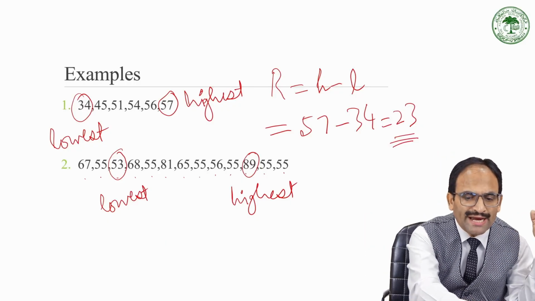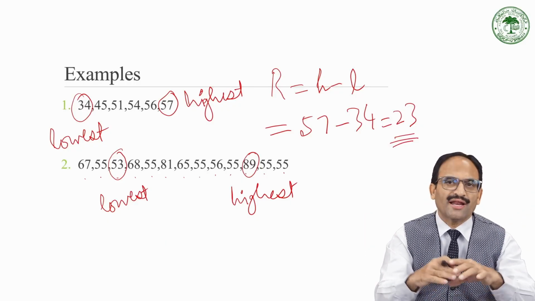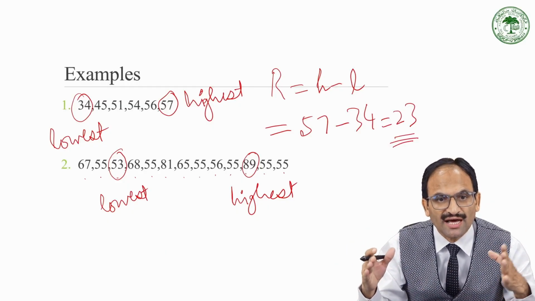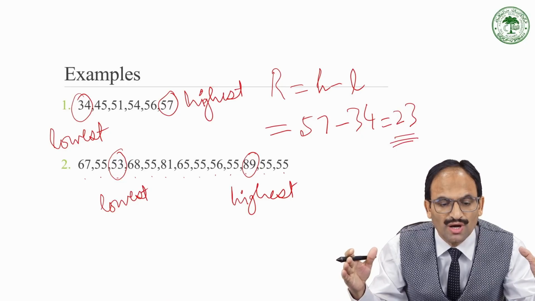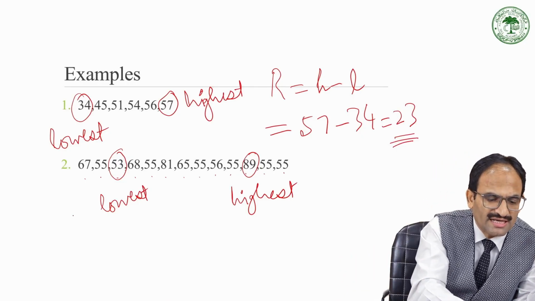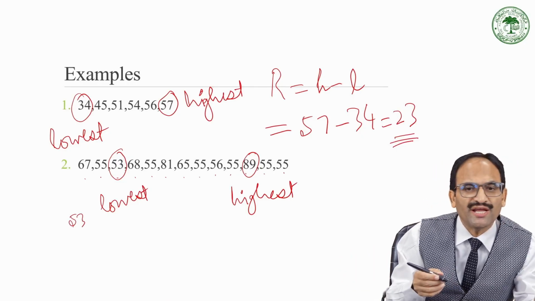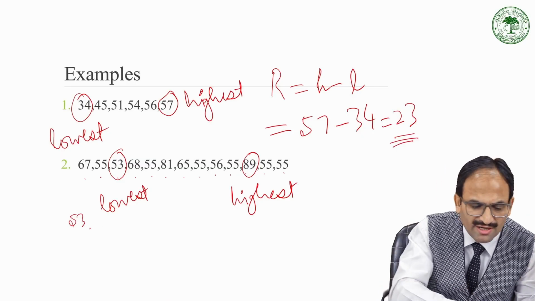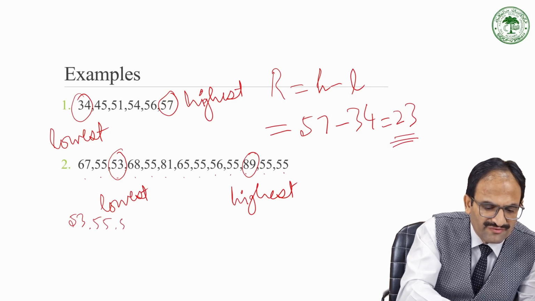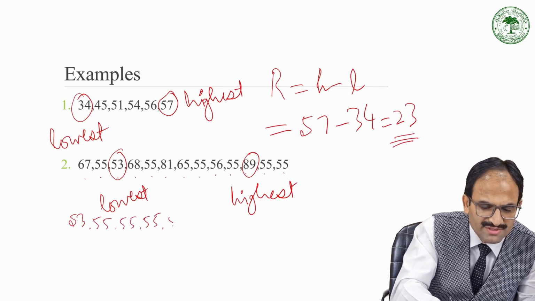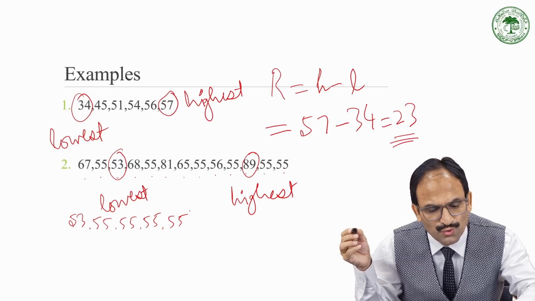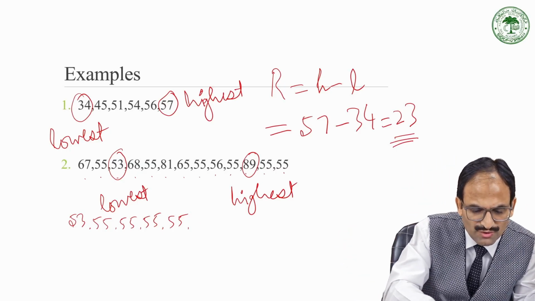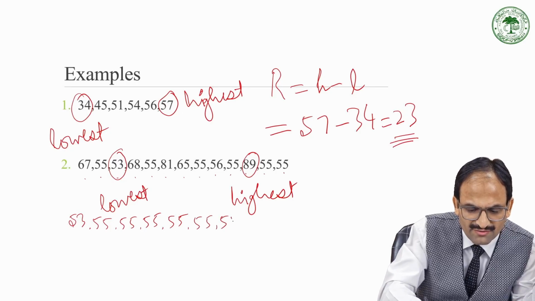You may locate it from this point, or even for the sake of clarity, you may arrange the data in ascending order also. How? Let's do it. As I have pointed out, 53 is the lowest score. Then after 53, it is 55. So 55 appears so many times, how many times? 1, 2, 3, 4, 5 and 6. So 6 times you write 55.